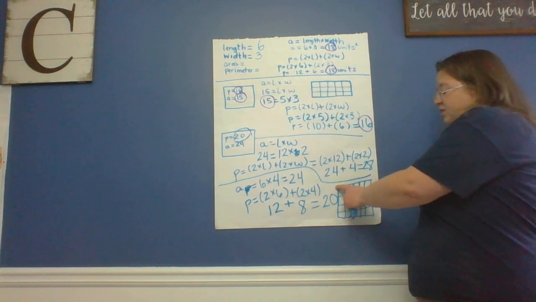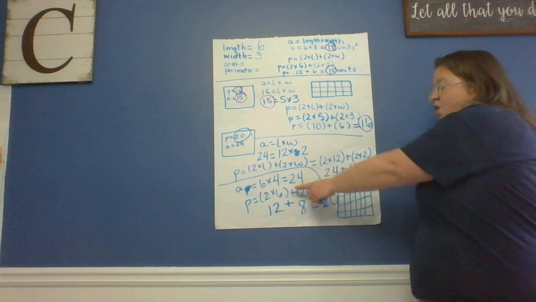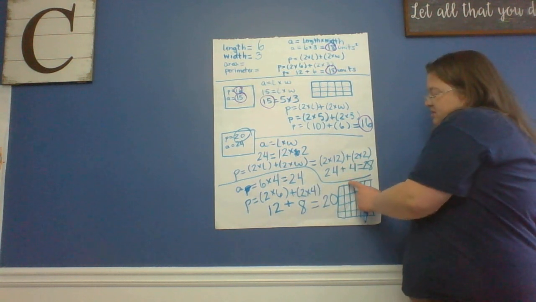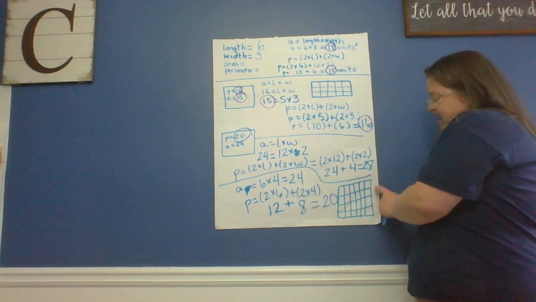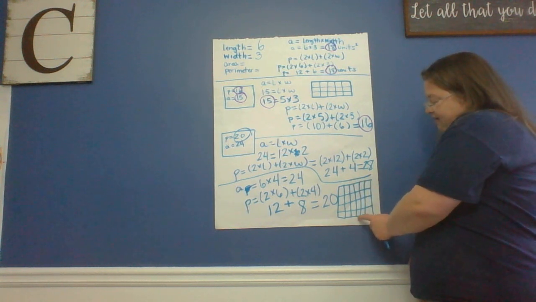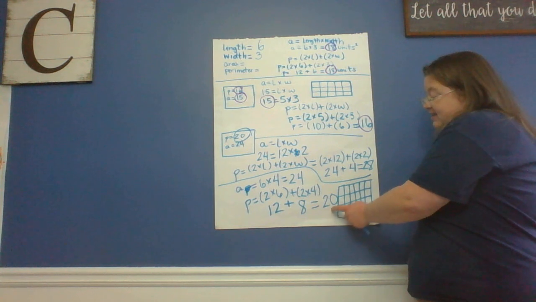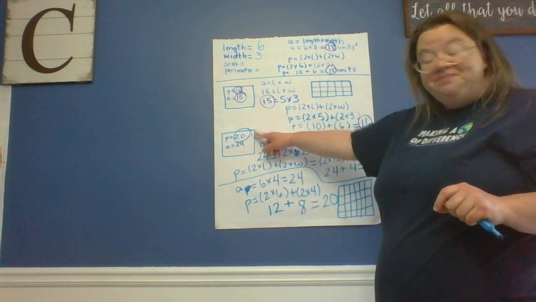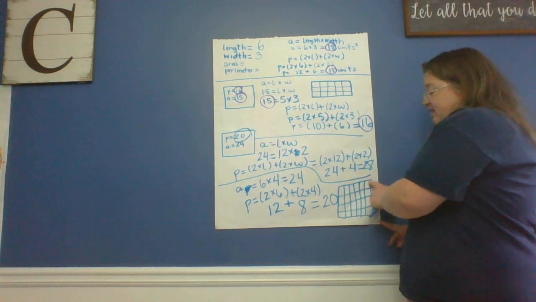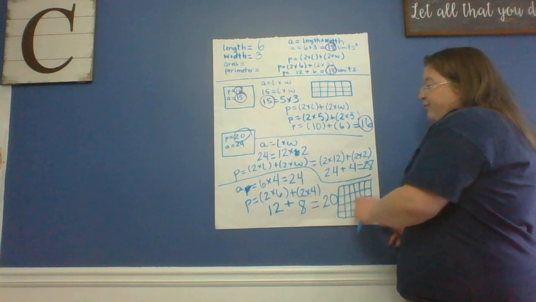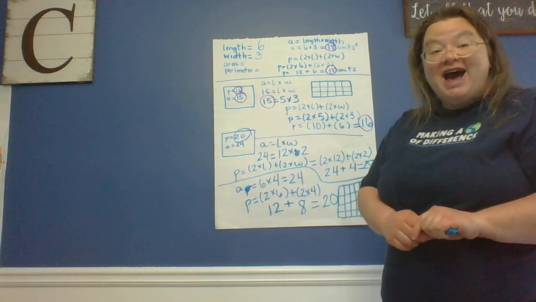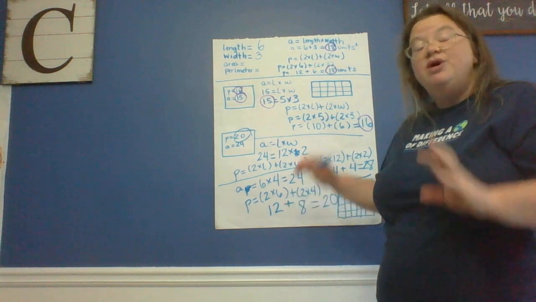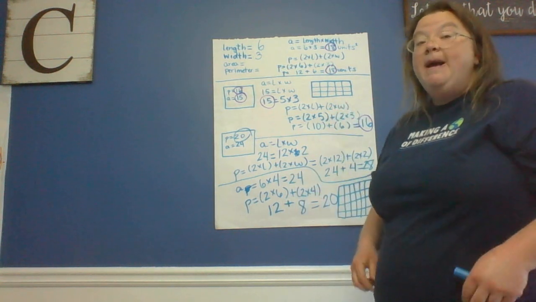If you were to count the squares all around, or use this formula, you'd find out that the perimeter of this is 1, 2, 3, 4, 5, 6, 7, 8, 9, 10, 11, 12, 13, 14, 15, 16, 17, 18, 19, 20. The perimeter is 20, which is what we needed. And if I multiply my length times my width, 6 times 4, I get 24, which is exactly what I needed. So, don't let this overwhelm you. Start with area and work backwards, okay?